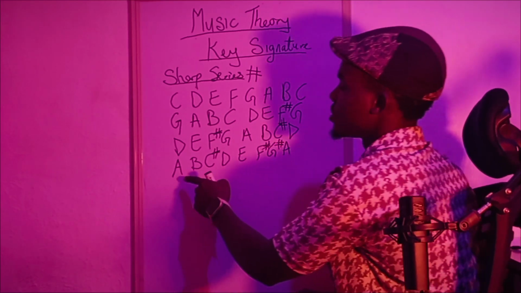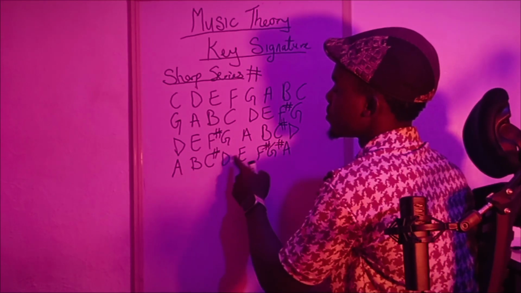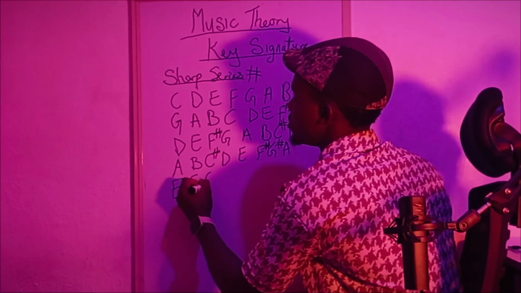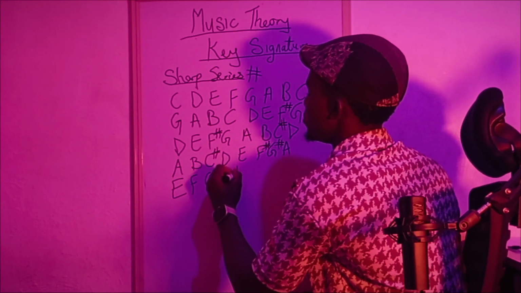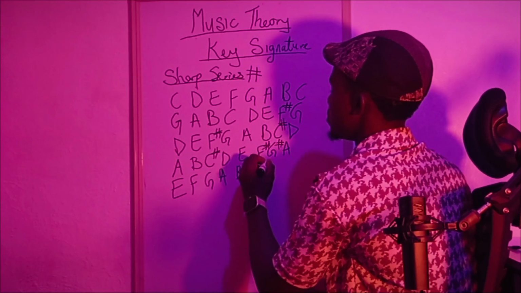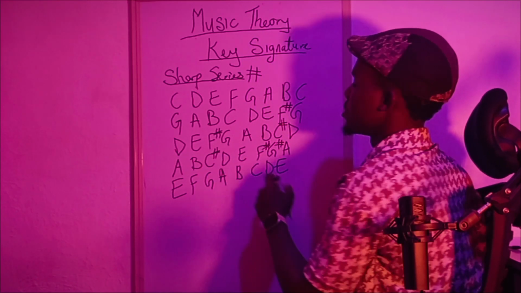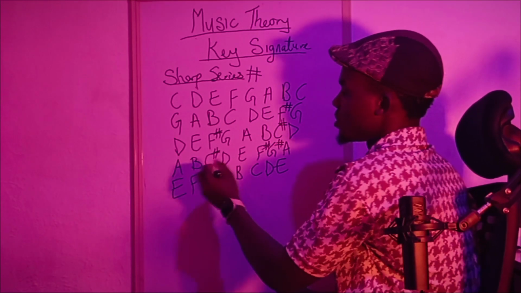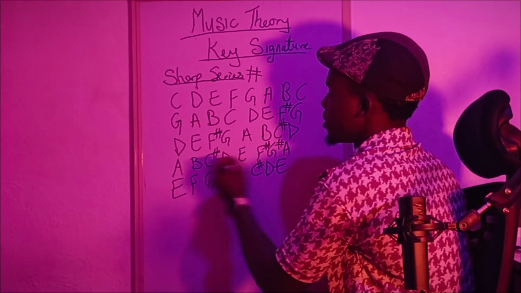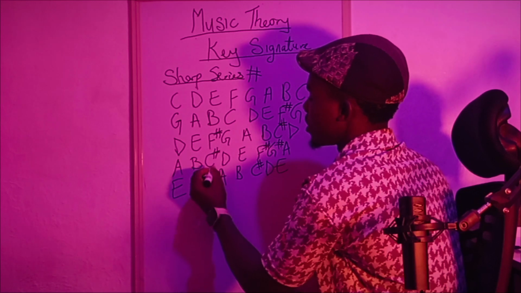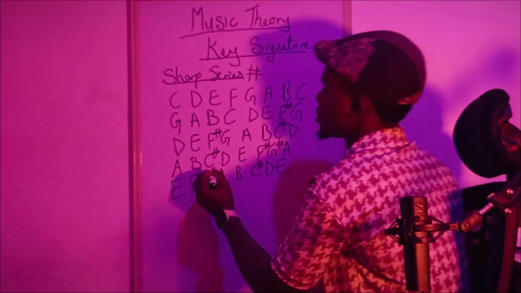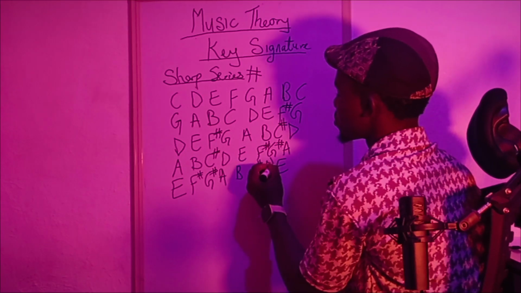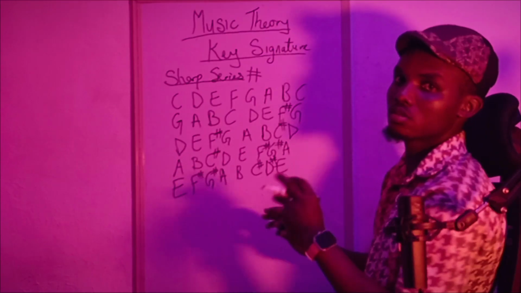The next key, 1, 2, 3, 4, 5. The next key will be E. So we have E, F, G, A, B, C, D, E. Sustain the ones on the previous key. We have C sharp, F sharp, and G sharp from the previous key. So second to the last, D. That's it.